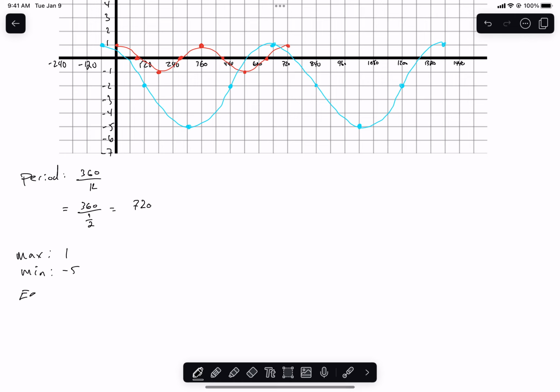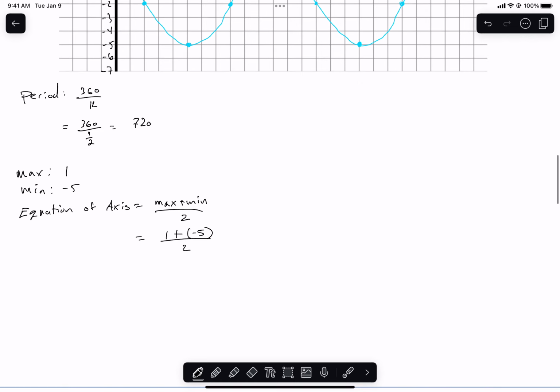And so the equation of axis is equal to the max plus the min divided by 2, which is 1 plus -5 divided by 2, which is -4 divided by 2. Okay, I'm going to hit stop there for a second and bring your attention to something, because again, our goal here is to be able to do the word problems.